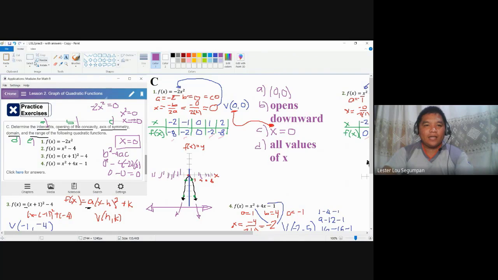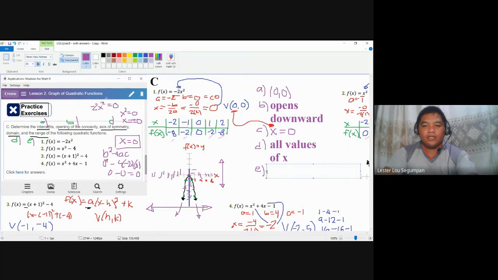And lastly, for letter E, range. When you talk about the range, you're looking now at the vertical level. Here we have values for the graph as represented by these points, but it will not reach here, because as the graph goes here, it changes direction and goes downward again. So this is actually the maximum value for our y.